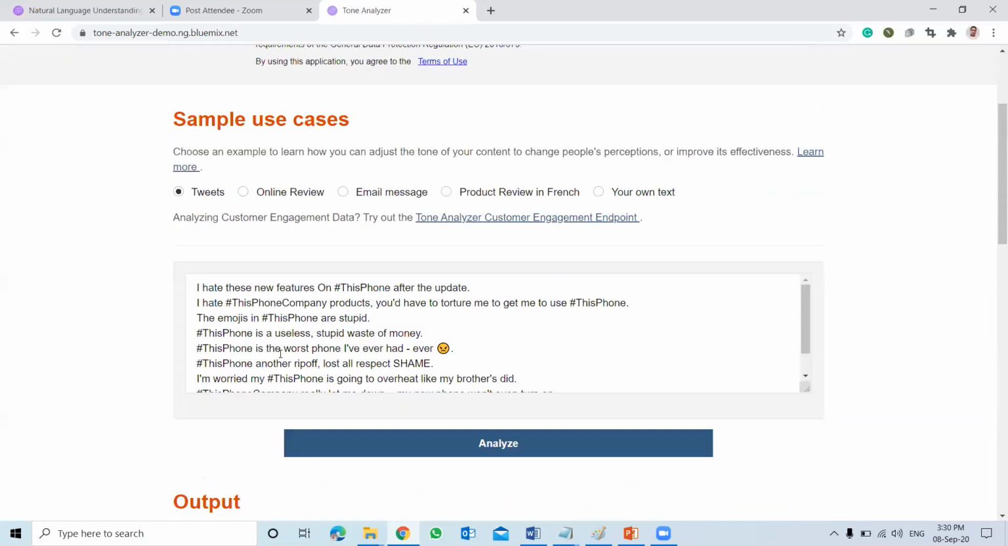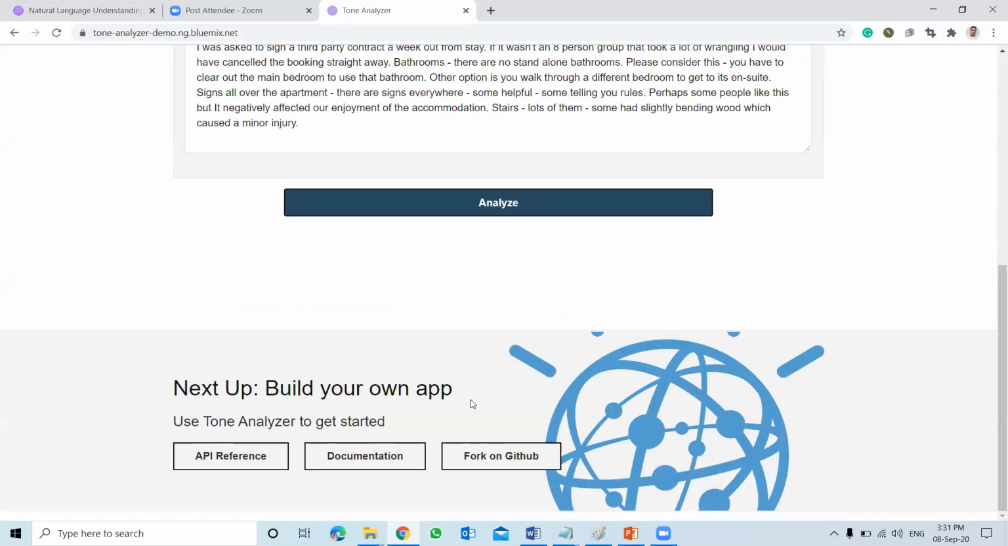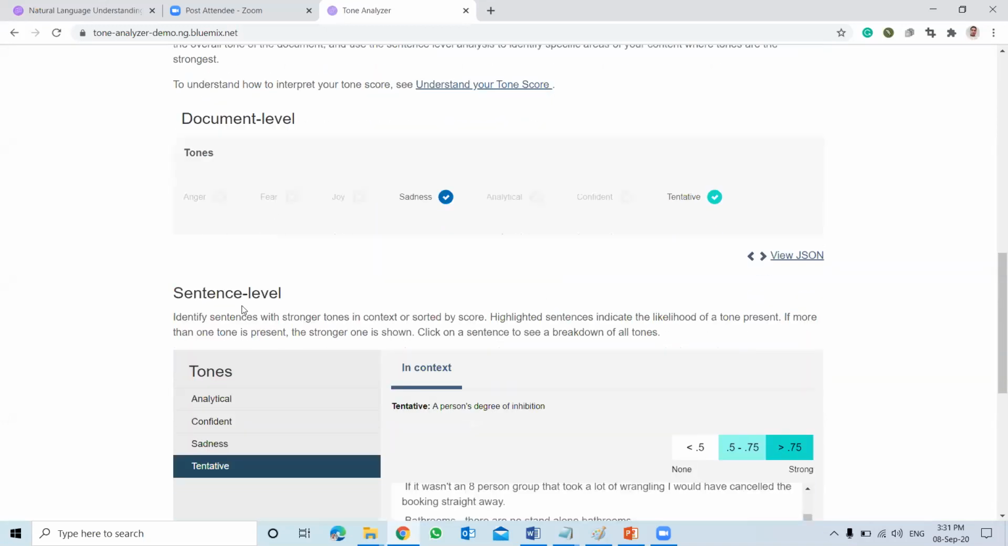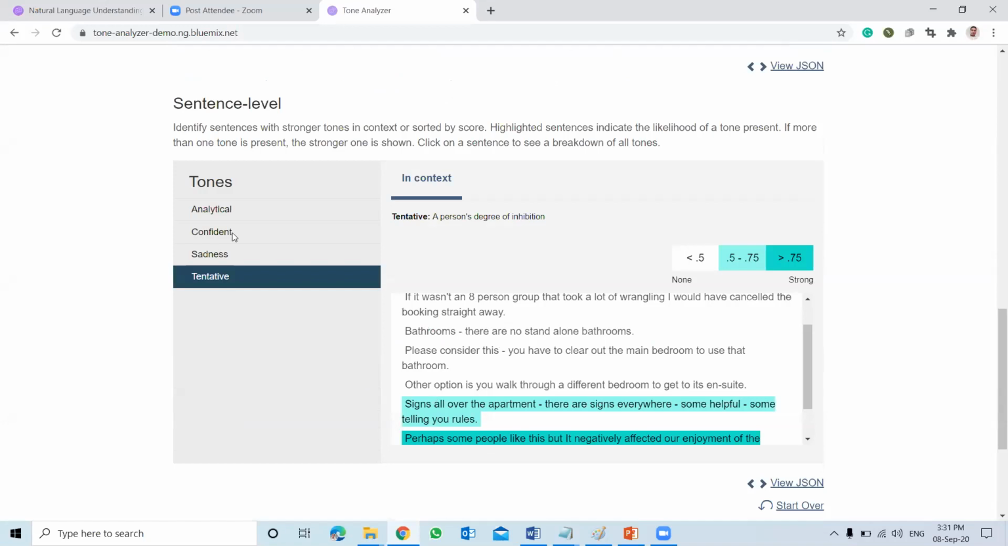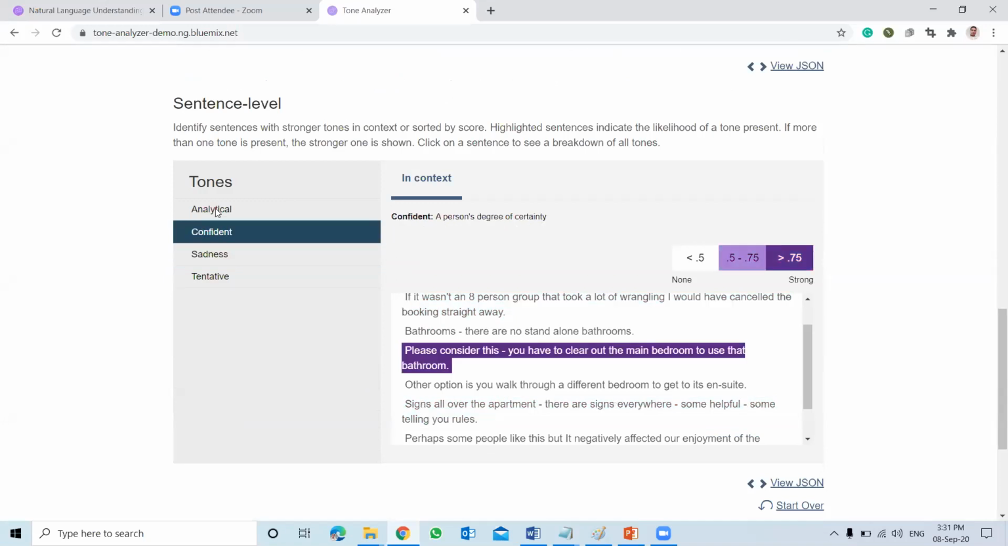If you want to search something, I recommend that you open Amazon.in. You can search any review, just copy the review, and give it here in the online review, and you can do some analysis. Here we have a review. When you click on analyze, again the machine will do some type of analysis for it. In the whole feedback, we have this review, like the people talking about tentative. There is sadness, meaning in this line they express sadness. Same thing for confident as well as analytical.